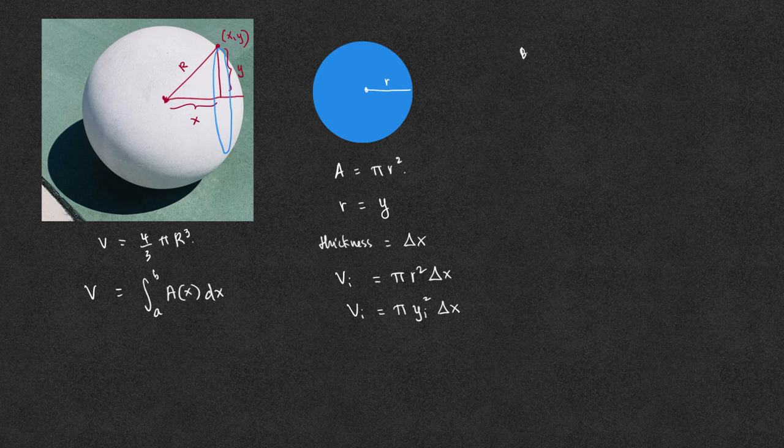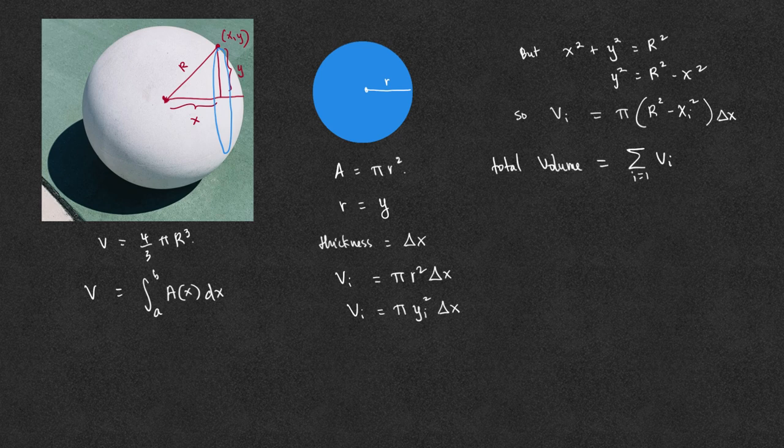We now need to express y in terms of x, but we see that x squared plus y squared equals r squared is the equation of the big circle. y squared is therefore r squared minus x squared, so V sub i is pi times y squared, which is now r squared minus x sub i squared, and we bring down delta x.